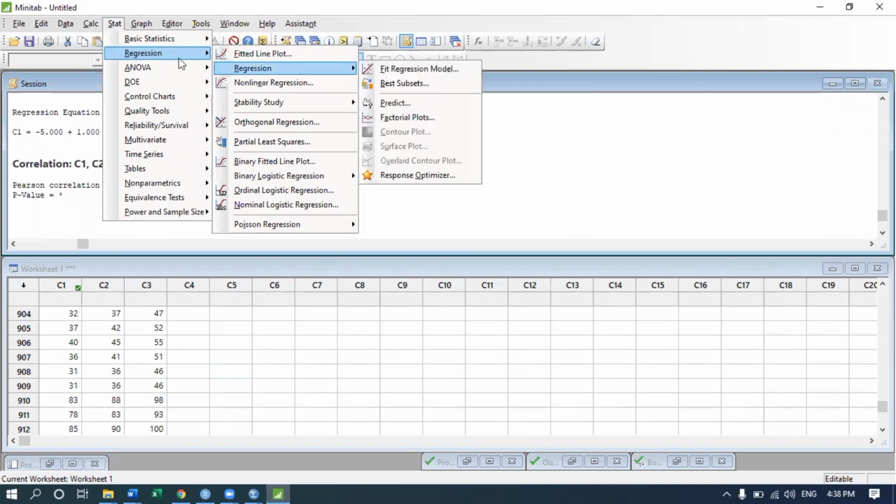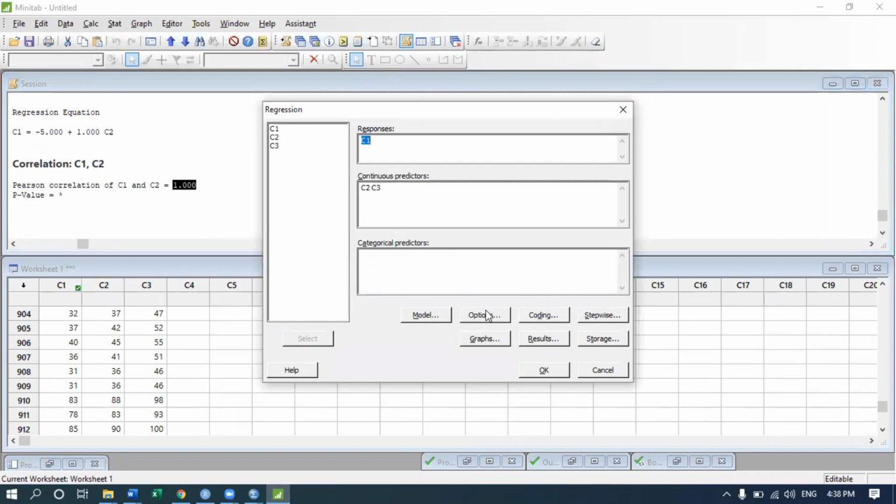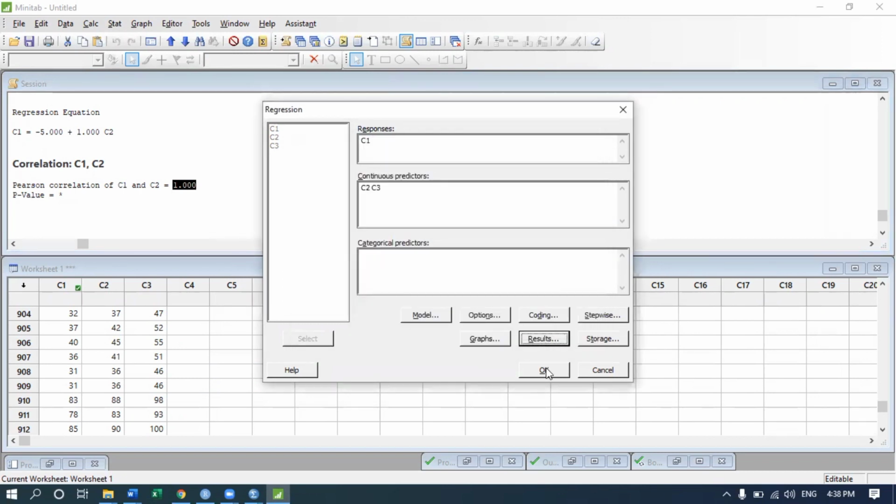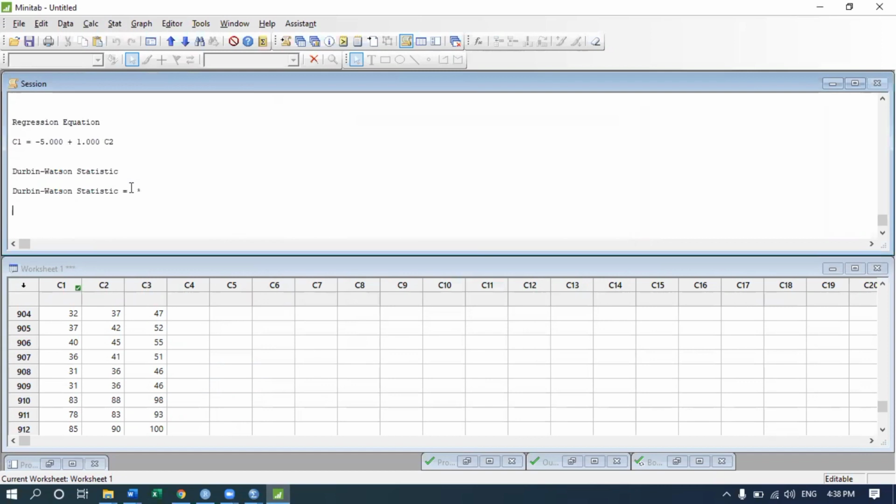For example, I'm in Minitab now: regression, fit regression. If you click results, are you seeing Durbin-Watson? Once I tick this and click OK, it will come out in my results. The data I used is not proper, but this is where you will see the results, the Durbin-Watson statistic. You see it. So that's all you need.